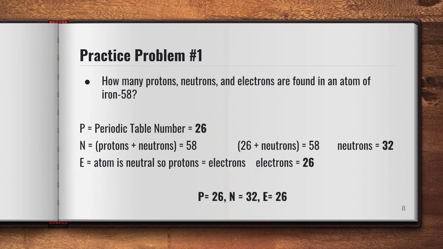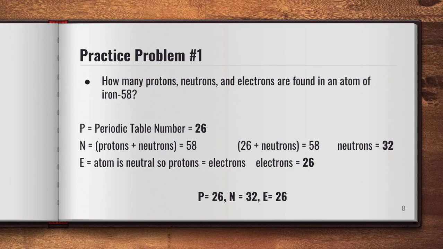So let's do a couple practice problems here just to make sure we have a really good idea of what we're looking at. How many protons, neutrons, and electrons are found in an atom of iron-58? Well, we need to know 3 things here: the number of protons, the number of neutrons, and the number of electrons. In order to determine the number of protons, remember, that's the same as the number that's found on the periodic table. So if I get out my periodic table, I'll notice that iron has an atomic number of 26.